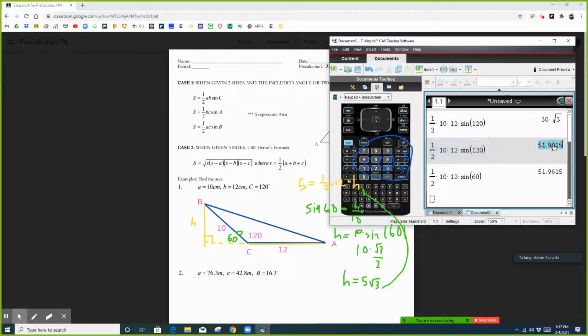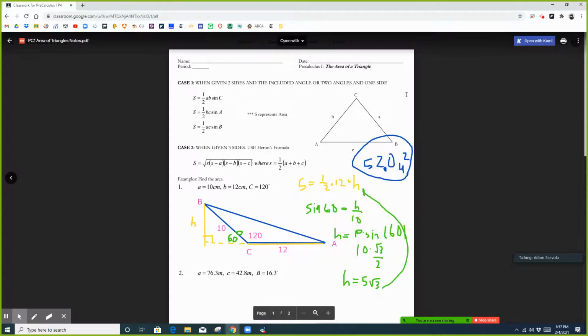It's totally fine. Me, I'm not a memorizing formula type of guy. I like to really think about what I'm doing. And the way I know how to find the area of a triangle is to do base times height. And so that's how it would look. All right. So that's all you got to do for number 1.